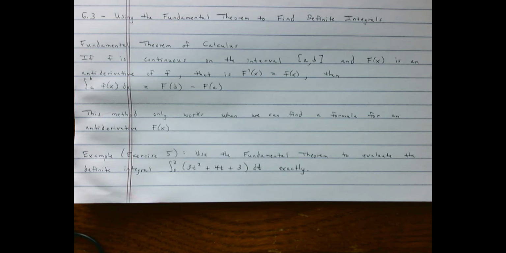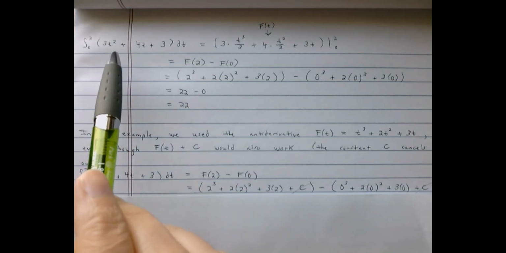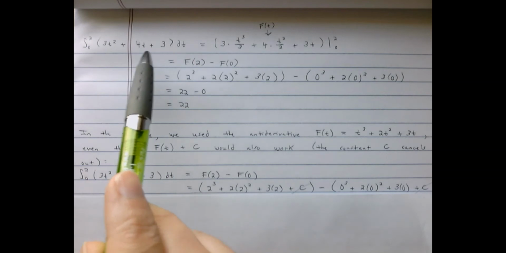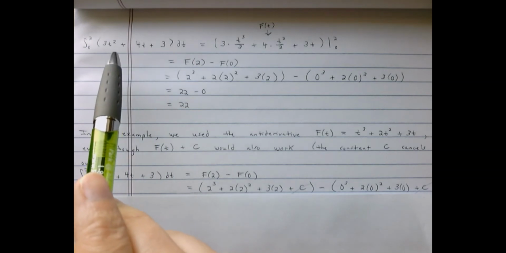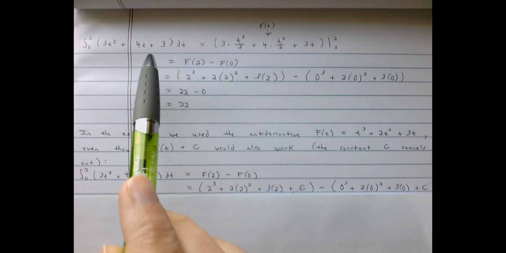Let's look at an example. Use the fundamental theorem to evaluate the definite integral from 0 to 2 of 3t squared plus 4t plus 3 exactly. What we need to do is find an antiderivative of this function that's in the integrand. So we need to find an antiderivative of 3t squared plus 4t plus 3.